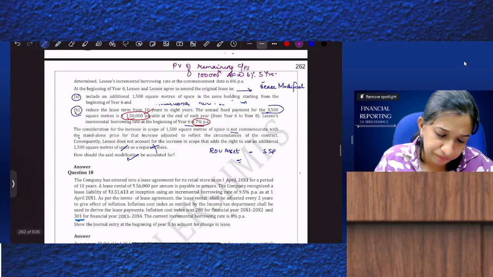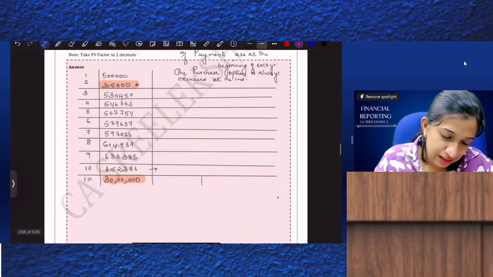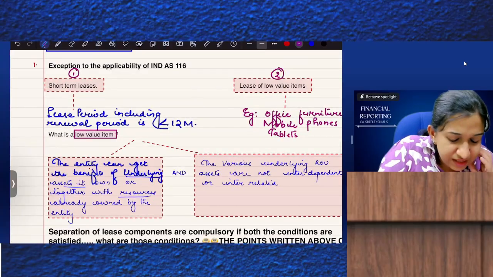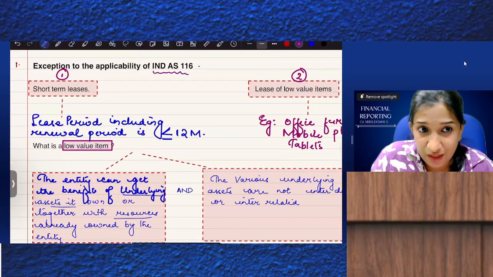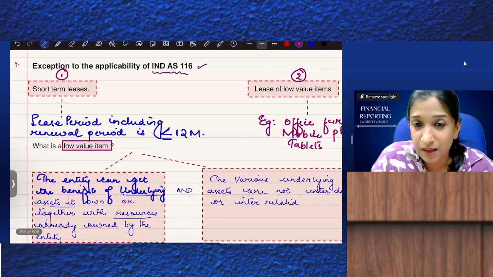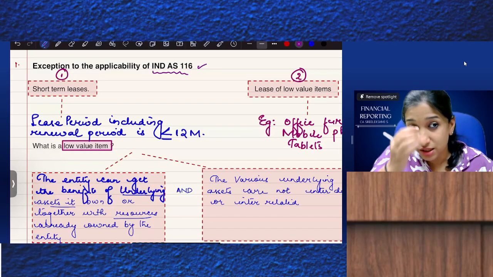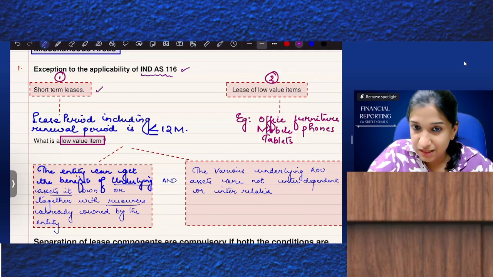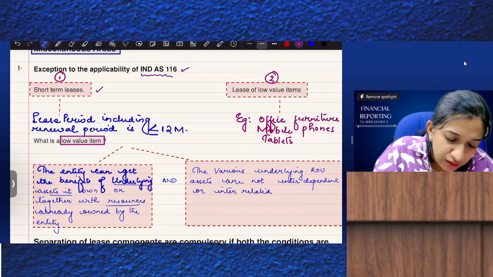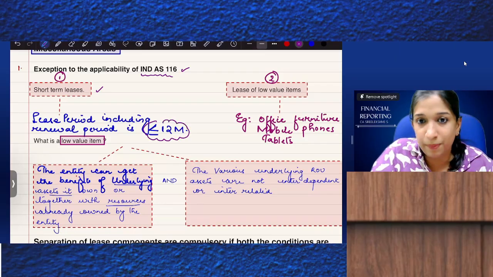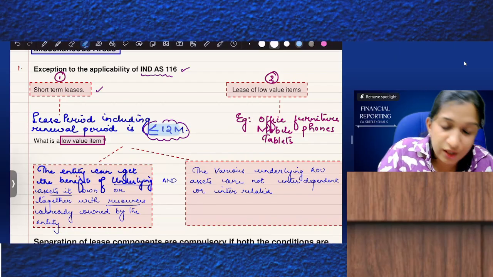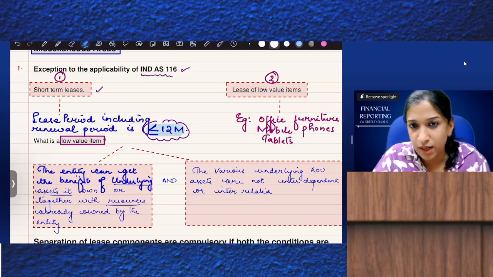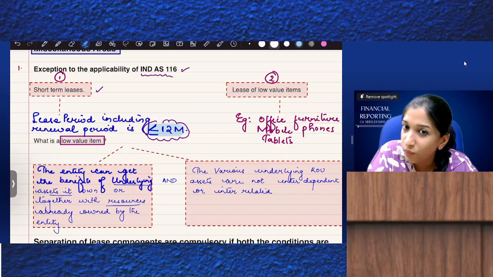Now, in the books of the lessee, the lessee should always apply IND AS 116 to account for lease contracts. There are two exceptions. In the case of short-term leases, where the lease period, including the renewal period, is less than 12 months, there is no requirement to apply IND AS 116.